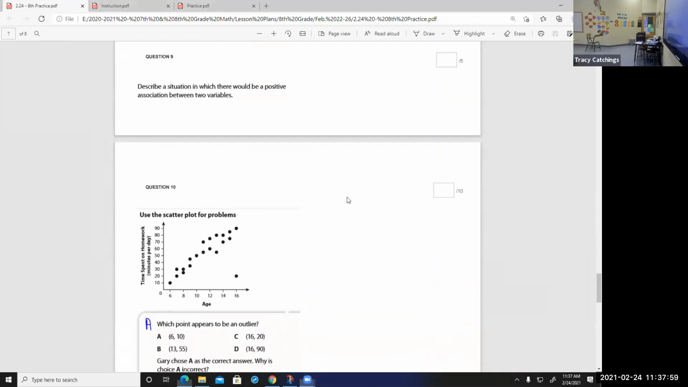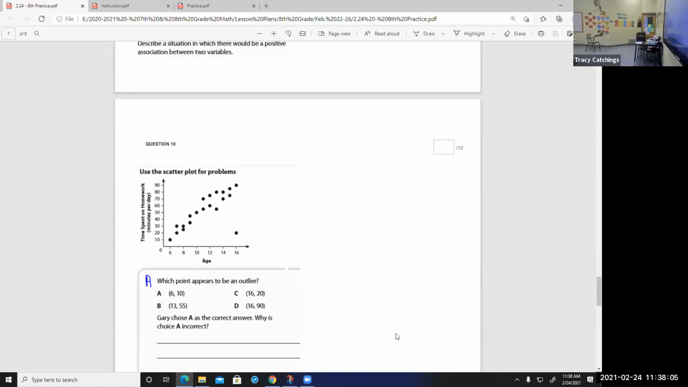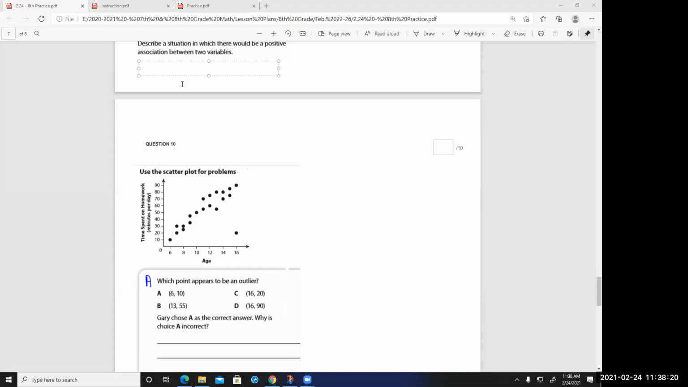All right, we're gonna try to squeeze 9 and 10 in here together. Number 9 said describe the situation. There would be a positive association between 2 variables. All right, so I want you to stop and think. Remember we said positive, both things have to increase. So think about something, maybe something in your life.